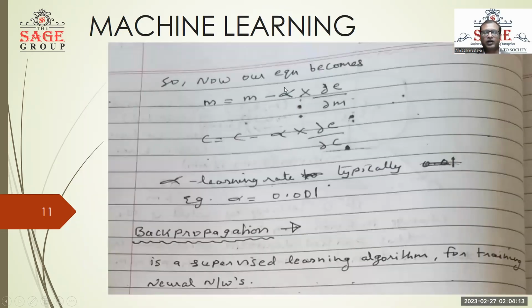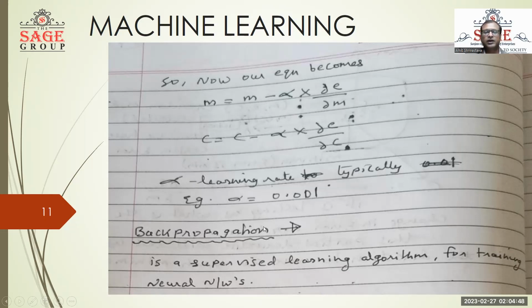Now our formula becomes: M equal to M minus alpha into del E upon del M. So this alpha will be controlling this partial derivative value. If this value is very high, then we will never be able to converge to the global minima. So we multiply it by some factor alpha, and typically this alpha can be 0.001. It will lower this value to a very small value, so that when we update this M, it will move very slowly. That is the purpose of using alpha, or the learning rate.